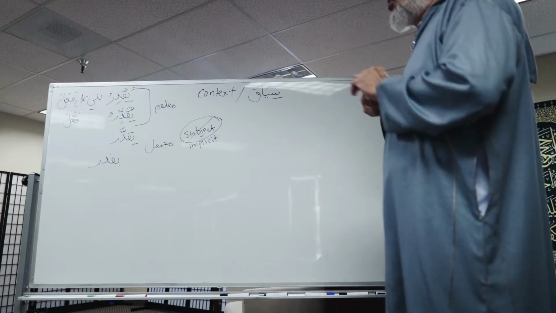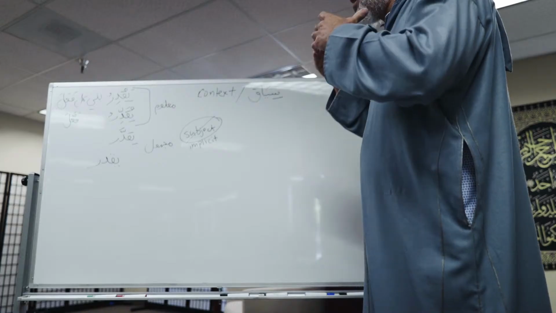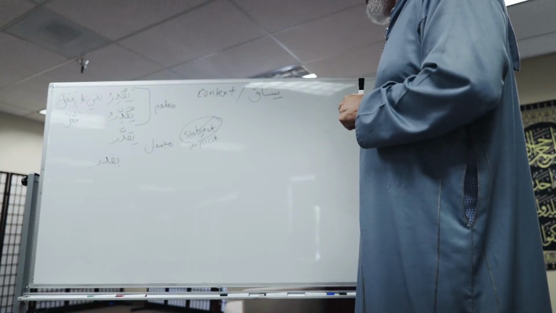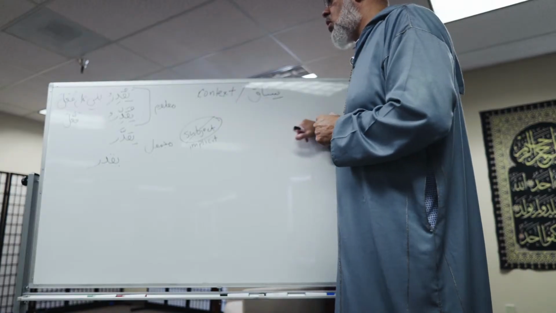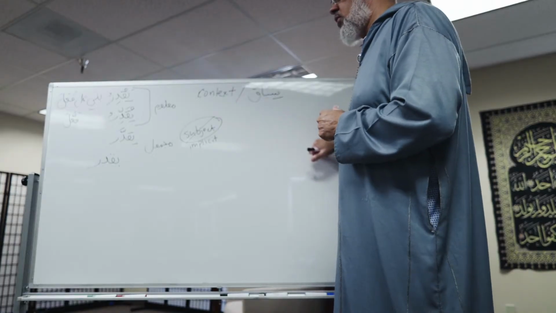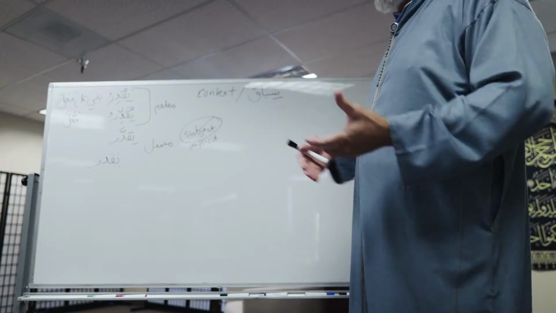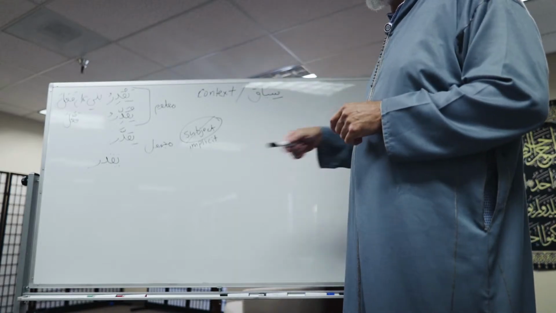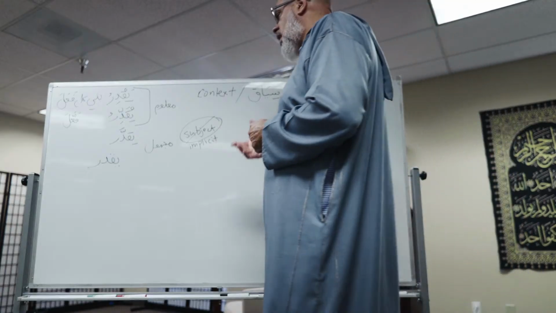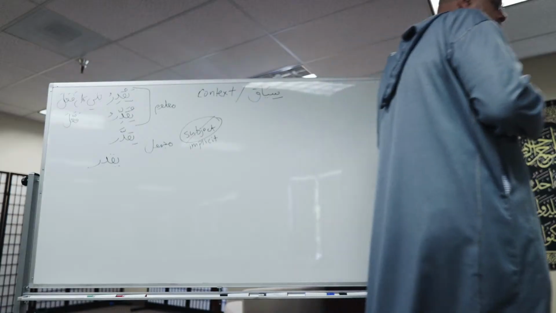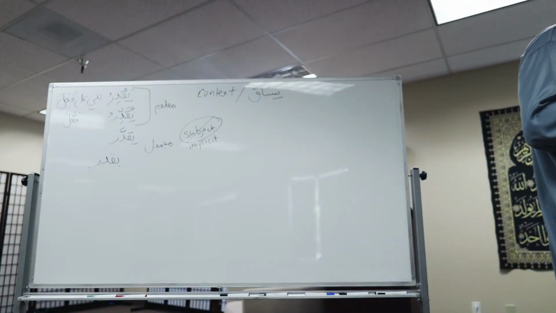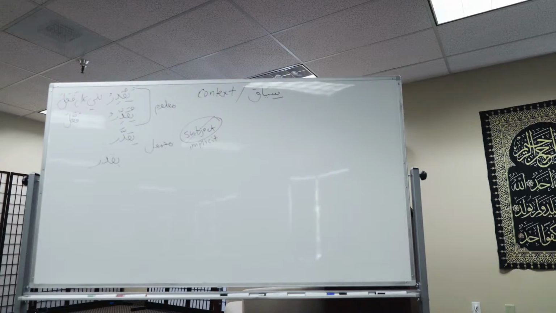Now, just because you don't see the explicit subject, either in the jumla or the ibara, either in the sentence or in the phrase, doesn't mean that it automatically becomes majhul, that it automatically becomes passive. That's not true. So, there might be a verse in the Quran where Allah will say, هو الذي خلق السماوات والأرض.